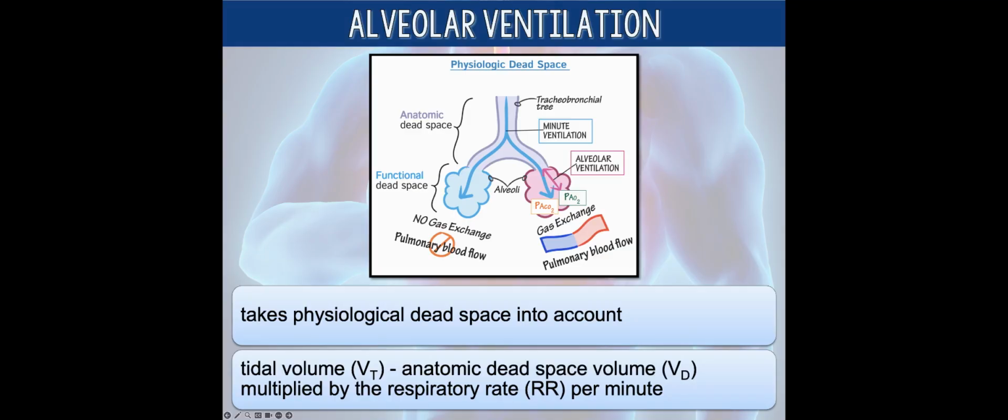Your tidal volume minus your anatomic dead space volume, multiplied by your respiratory rate, is your alveolar ventilation. So your alveolar ventilation is affected by both the anatomic dead space and the respiratory rate. When you take a really deep breath, you're actually getting more alveolar ventilation than when you're shallow breathing. Let's say you're panting, breathing really fast, you're not getting as much air into the lungs, and so your alveolar ventilation is not that great.